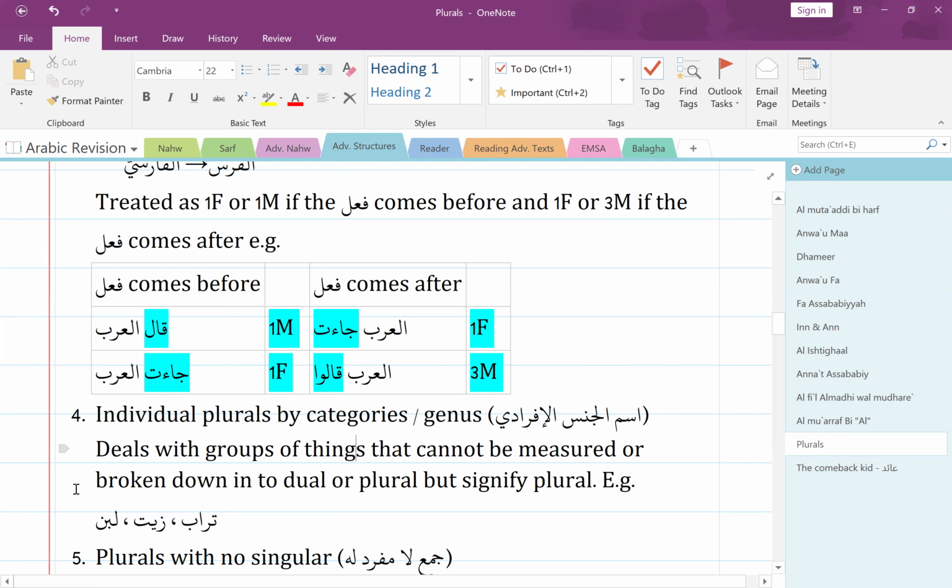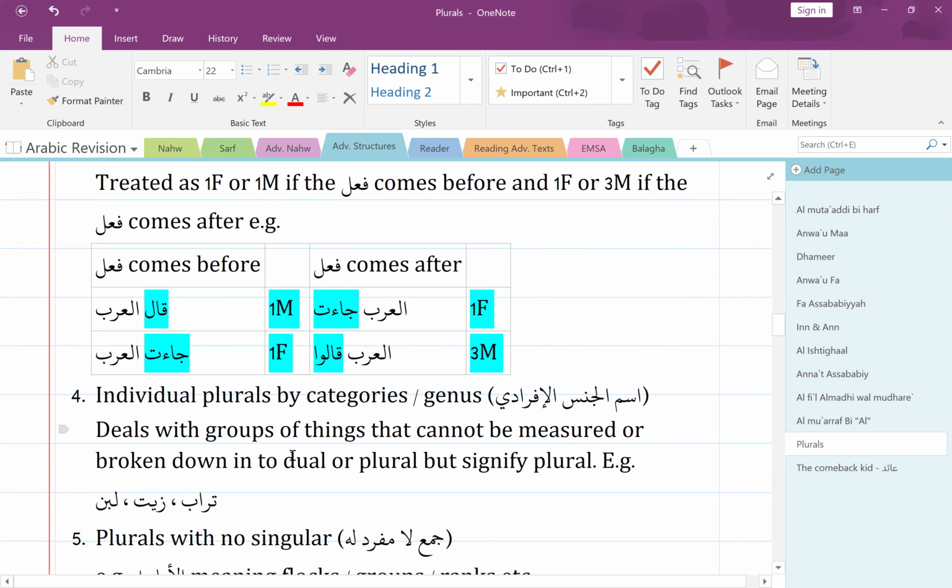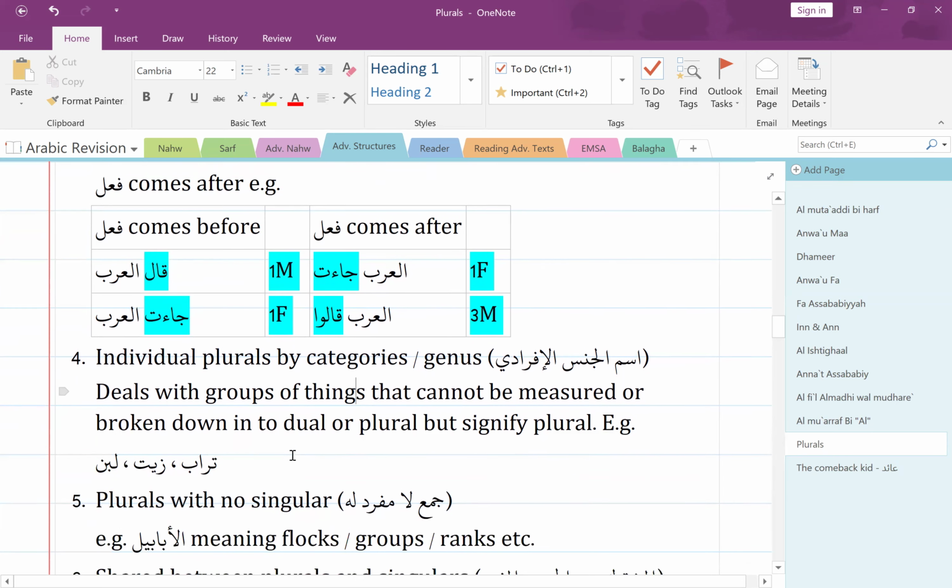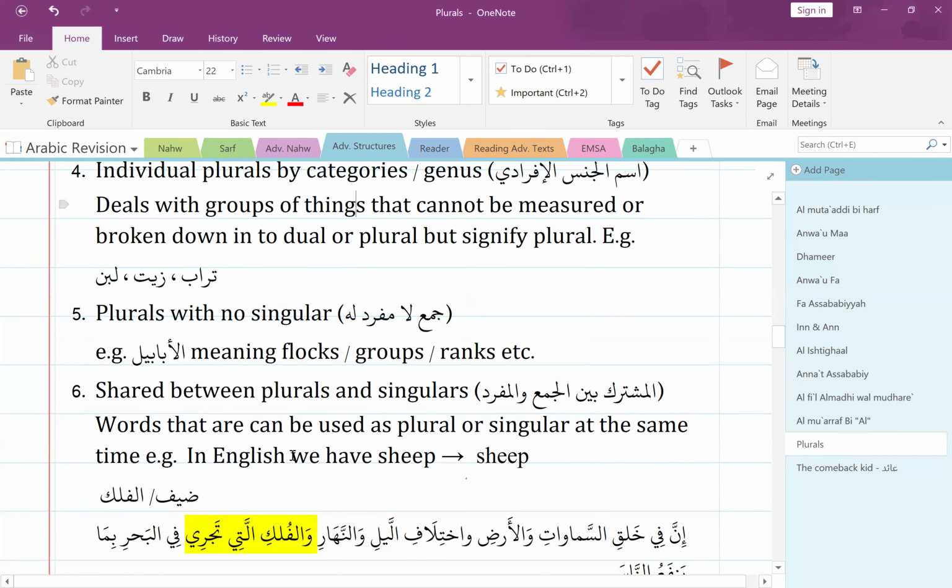Laban, same thing. Milk is just milk. You cannot divide milk into half and say, okay, now this is two milks, or this is three milks, milkuna or milkatun. I don't know what you will be doing there. So that's just for your own knowledge and understanding. It's a pretty straightforward one that I added there.